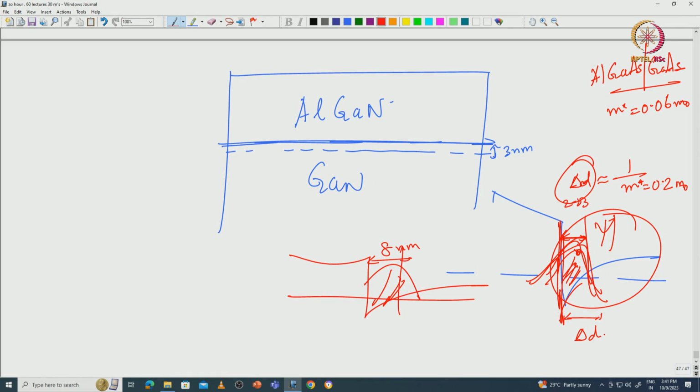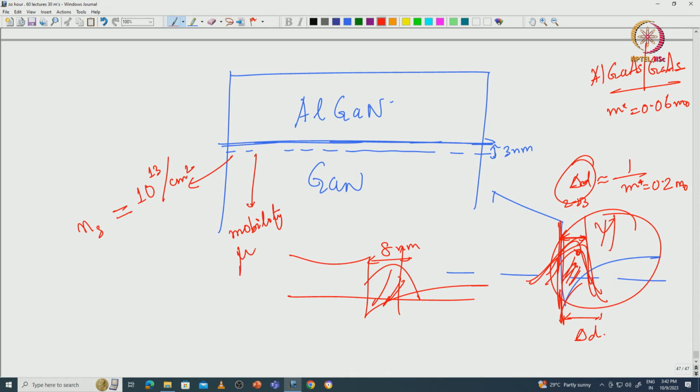Okay. Now, this is a wave function, by the way. Now, this electron gas, typically I told you, is in the range of 10 to the power 13 per centimeter square. This is your 2D electron gas density. Now, the electron will also have a mobility, we call it mu.